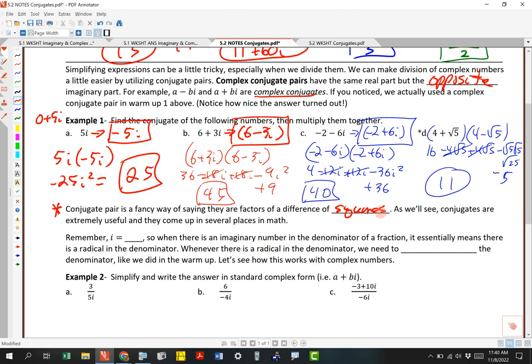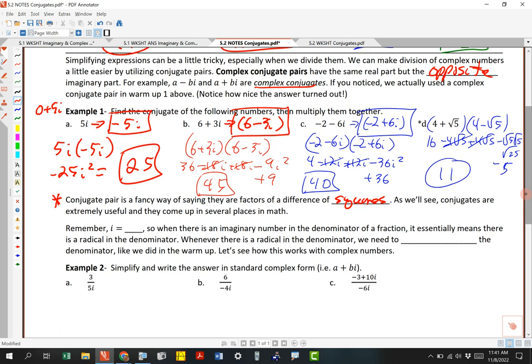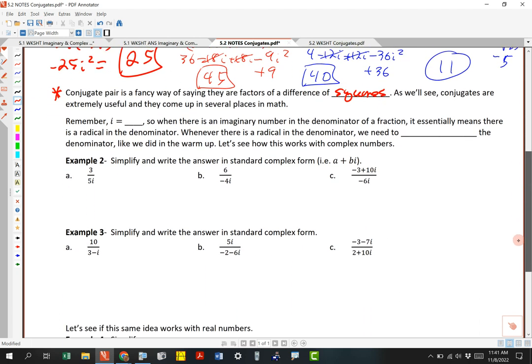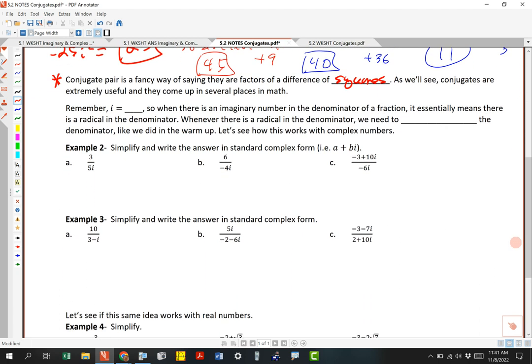And the cool thing about i squared is it turns into a nice real number like negative 1. And the cool thing about squaring something like radical 5 is it just turns into a 5. It gets rid of the radical part. So in both cases, that square part allows us to get rid of the radical, whether it's a radical negative 1 or a radical 5 or whatever. Okay, so it's basically just a difference of squares. So remember, i is the square root of negative 1. So if you have an i in the denominator of a fraction, you've really got a radical in the denominator.